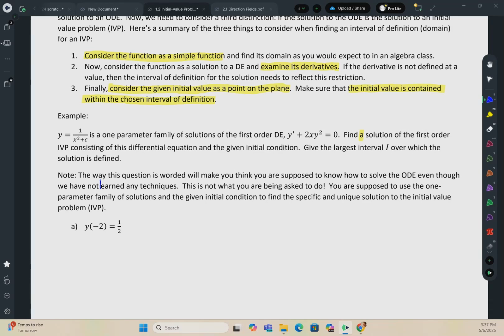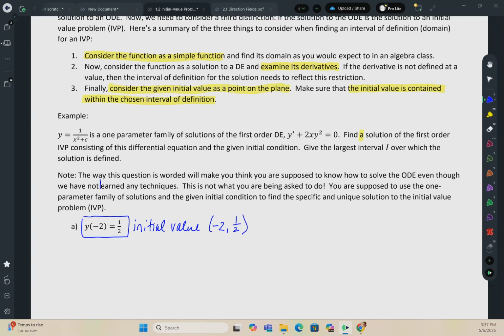Okay, so we're told that y of negative 2 is equal to 1/2. This right here, this is the initial value. It's a point on the graph. And we could read it like y of negative 2. Negative 2 is the x value. So I'll put that in. And y of negative 2 is 1/2. So 1/2 is the y value.